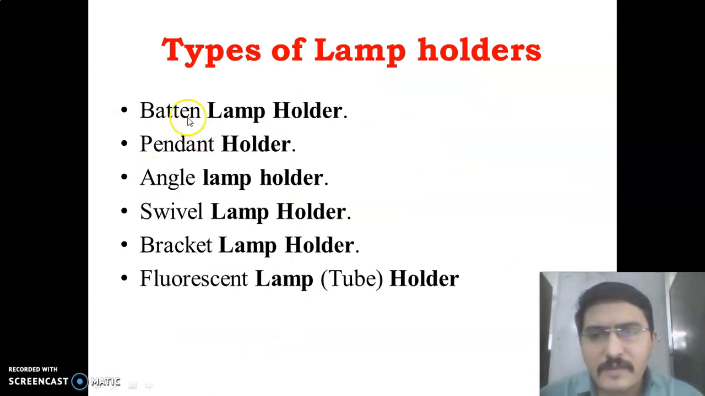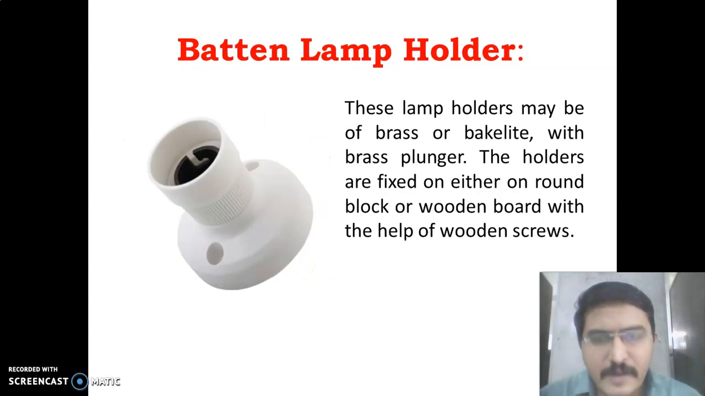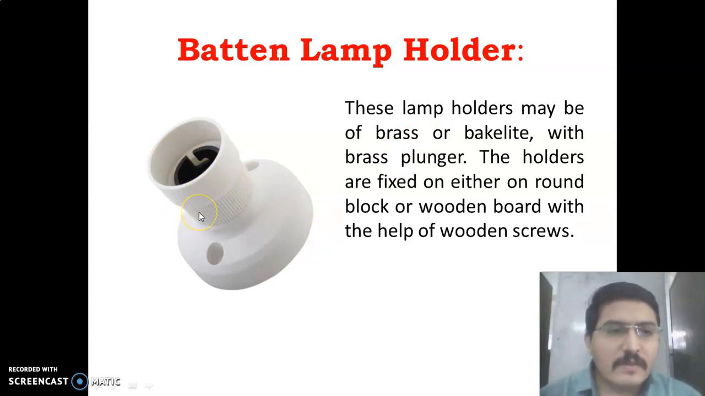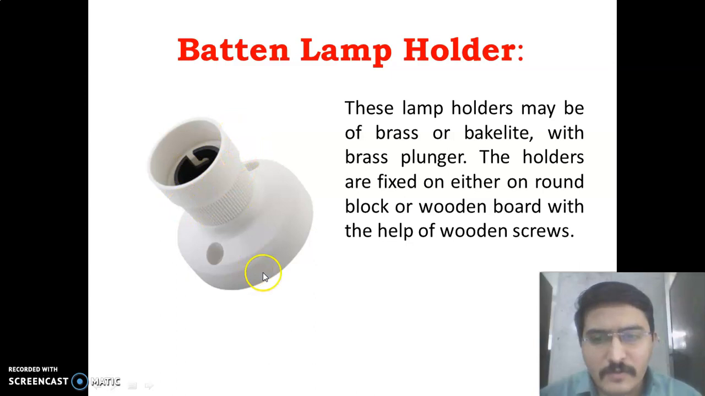Then we'll see the types of lamp holders. Types of lamp holders are batten type, pendant type, angle lamp holder, swivel type, bracket lamp holder and fluorescent lamp holder. We'll see one by one in detail. The batten type lamp holders may be of brass or bakelite with brass plungers. The holders are fixed either on a round block or wooden board with the help of wooden screws. So here screws will be provided.